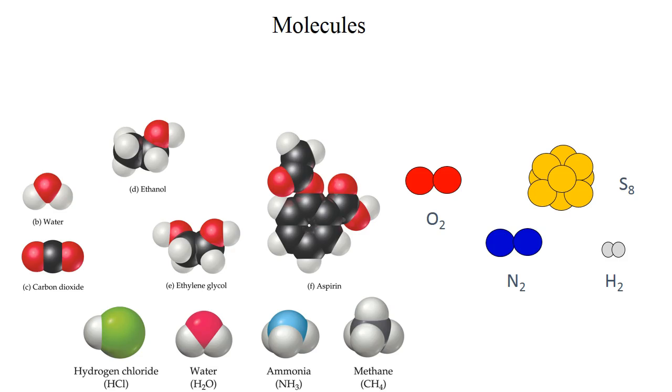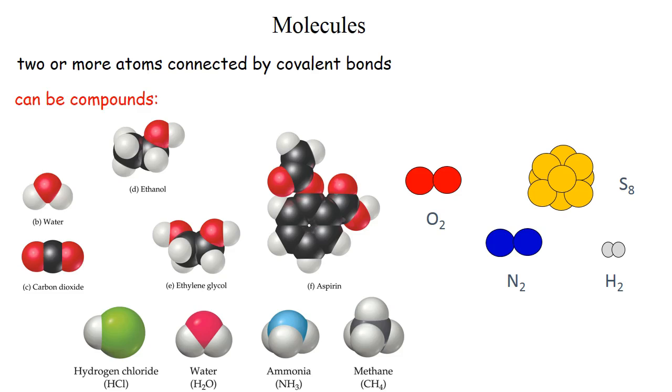Now, if we look at molecules, molecules is a different idea. For a molecule, you have two or more atoms connected with covalent bonds. And so you can have molecules that are compounds, which you see on the left, where there are at least two elements present, or molecules can be elements like you see on the right. And so all of these are examples of molecules. We have O2, N2, H2, those are all diatomic, and we would call them molecular oxygen or molecular nitrogen or molecular hydrogen, or sometimes we just call them oxygen, nitrogen, and hydrogen. And then S8 is a polyatomic form of sulfur that we saw already, where there are 8 sulfur atoms connected to each other through covalent bonds.